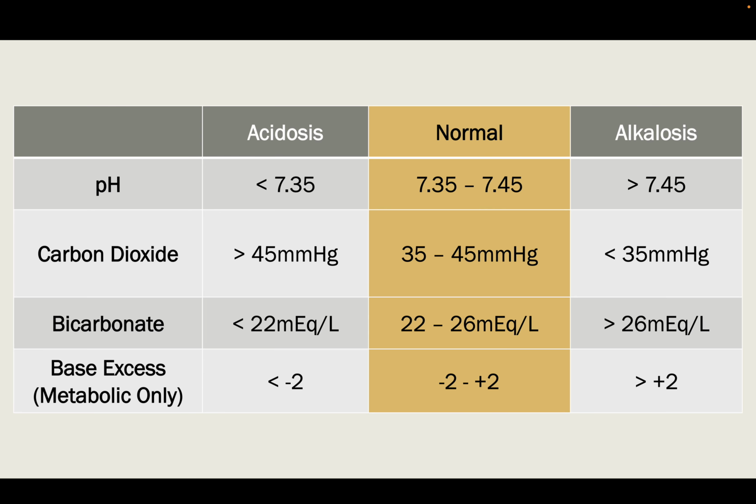On our acidotic side, our pH is going to be less than 7.35, but our carbon dioxide, if that's the culprit, can be higher than 45, anything greater than 45. Bicarb, anything less than 22. Our base excess will confirm this with a negative number. On the alkalotic side, pH greater than 7.45. Carbon dioxide will be low, less than 35. Bicarb might be high, greater than 26. And our base excess, confirming metabolic alkalosis, would be a larger positive number.